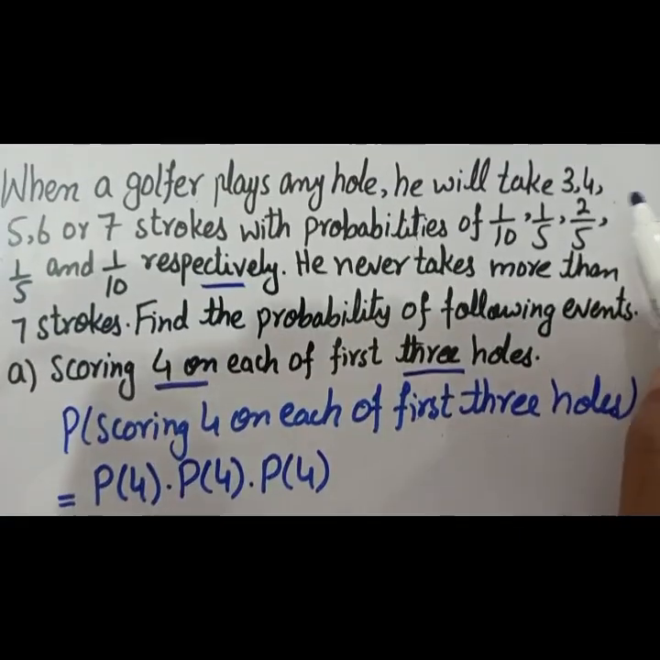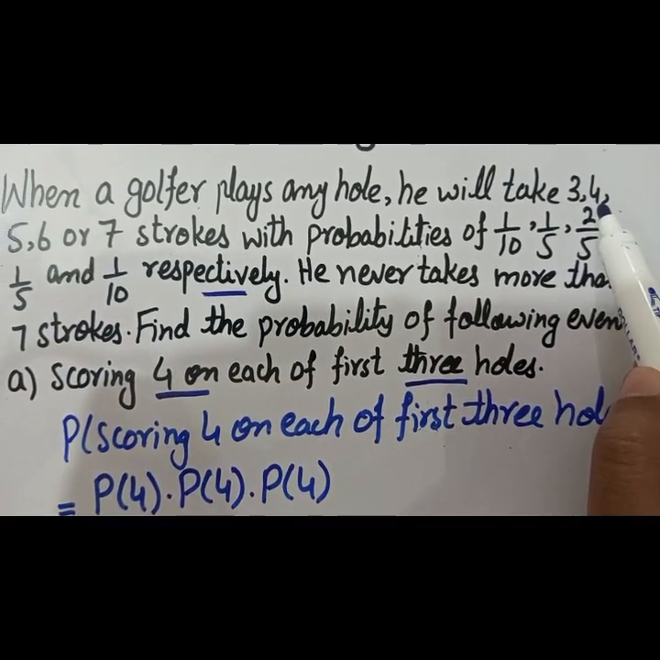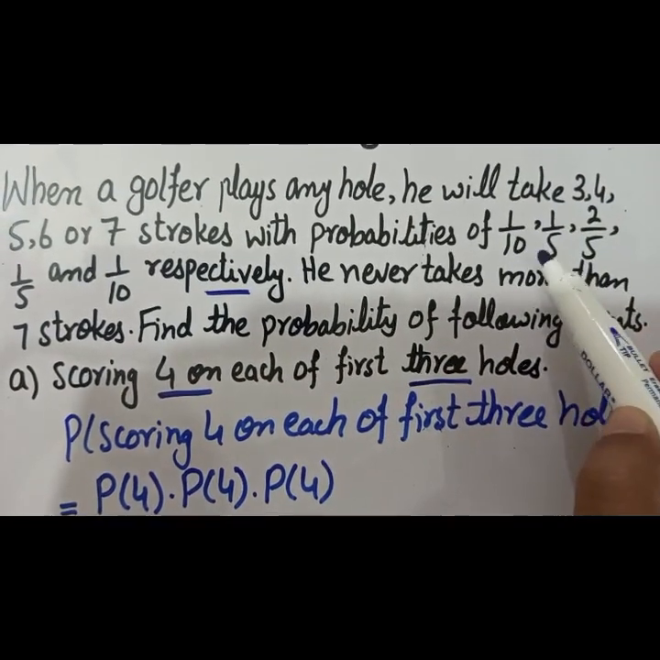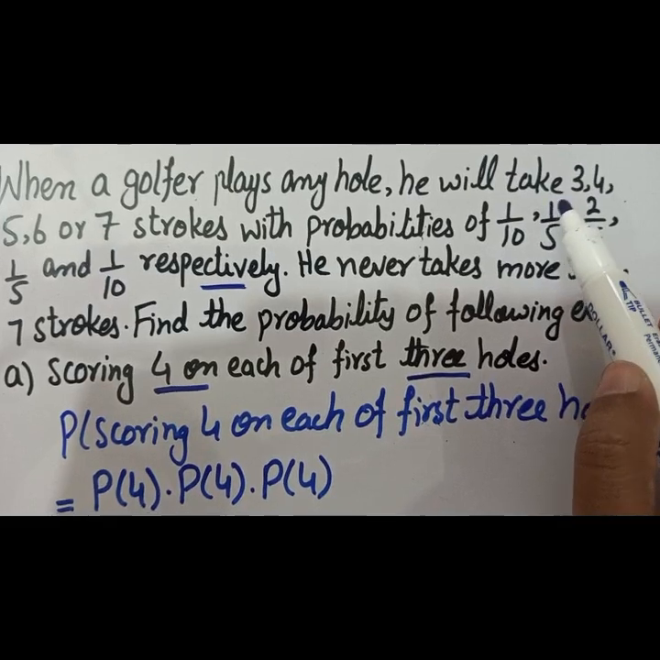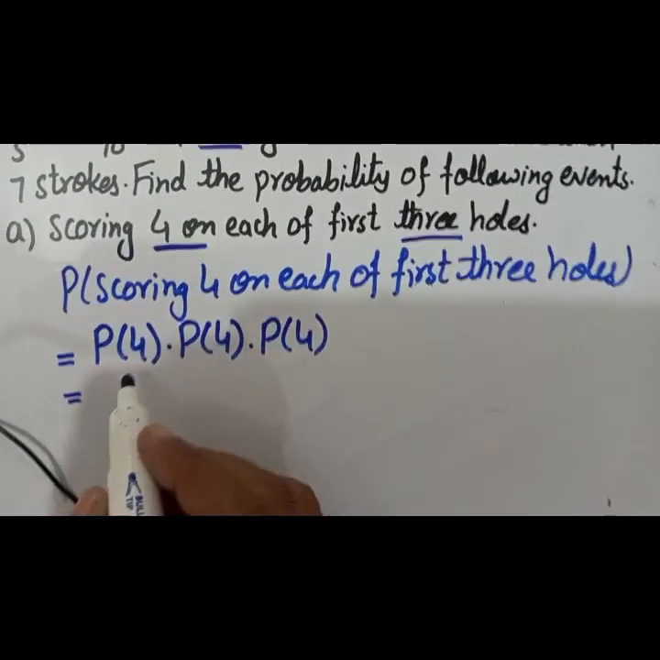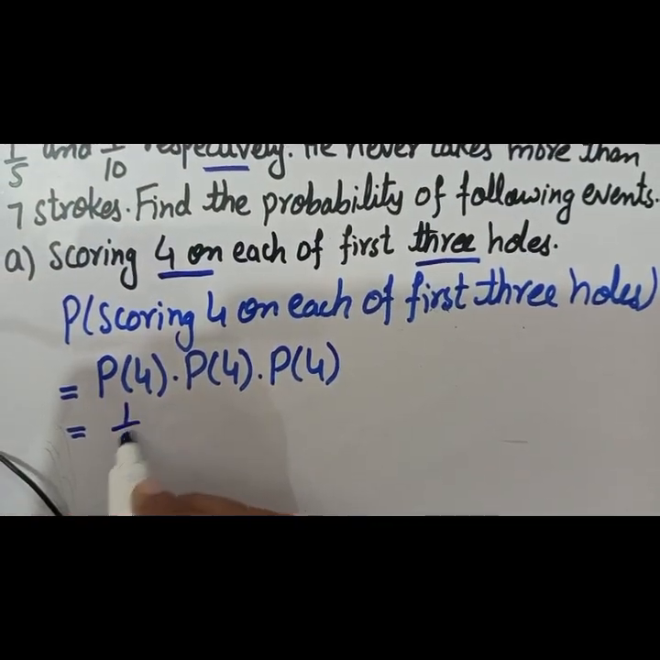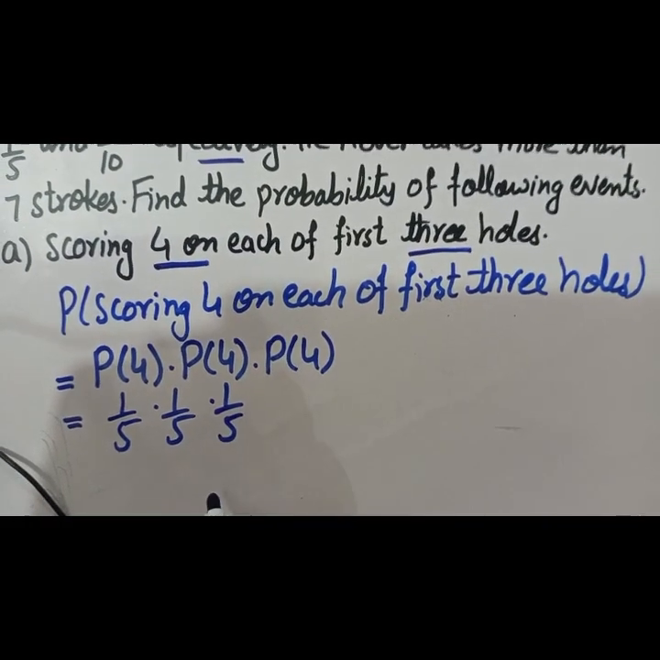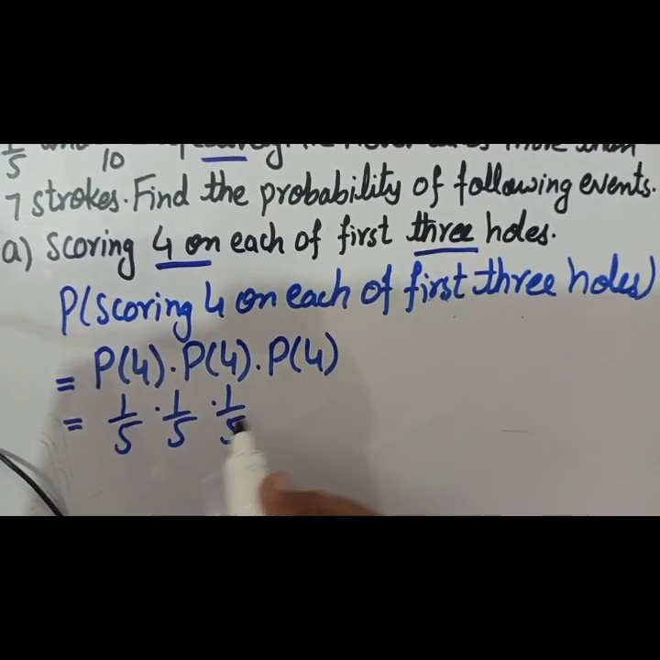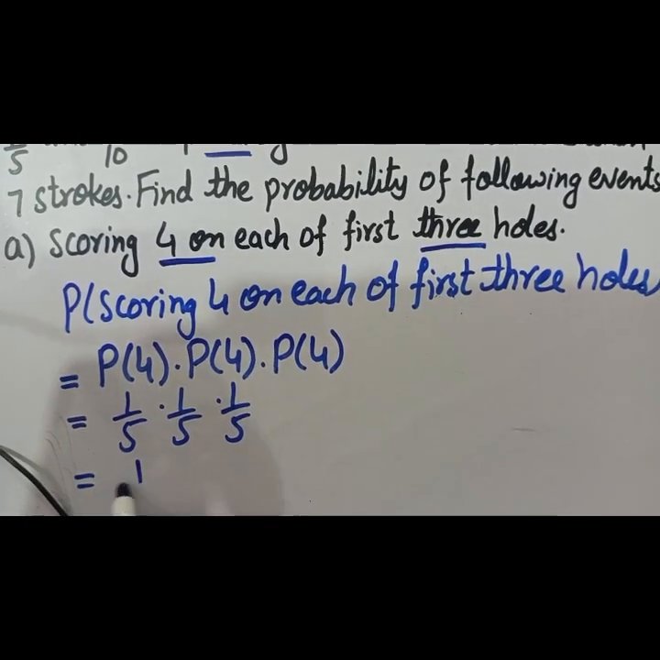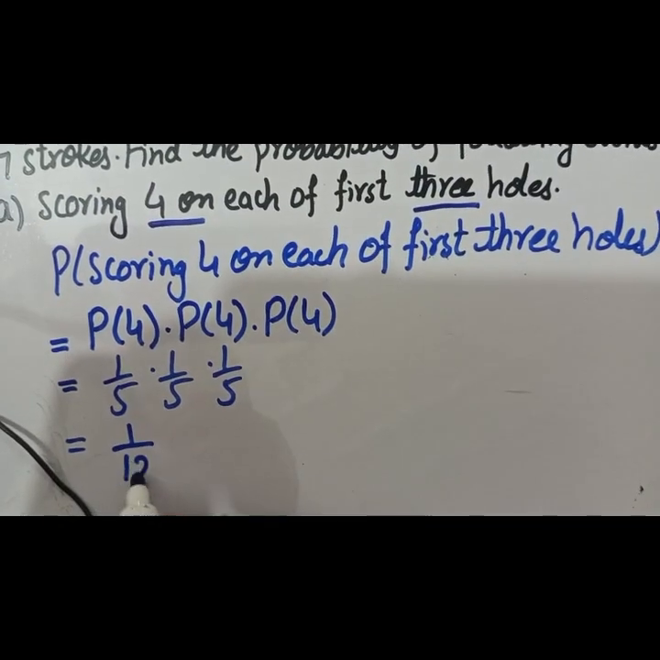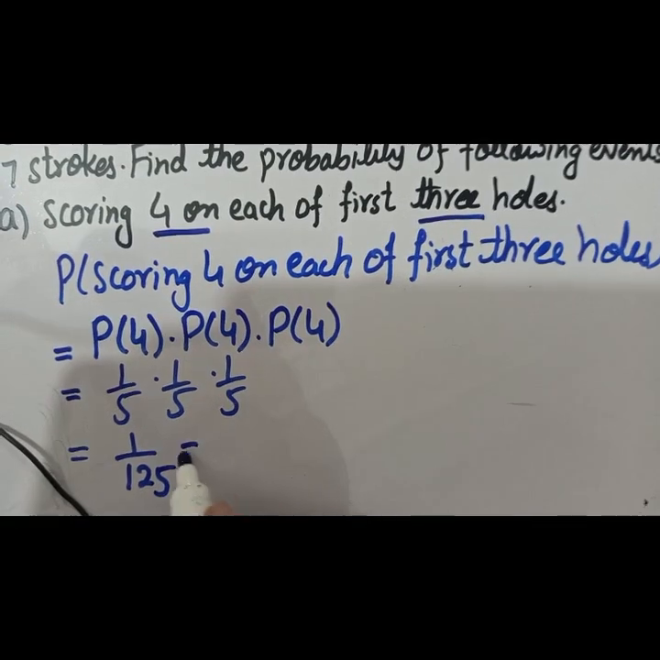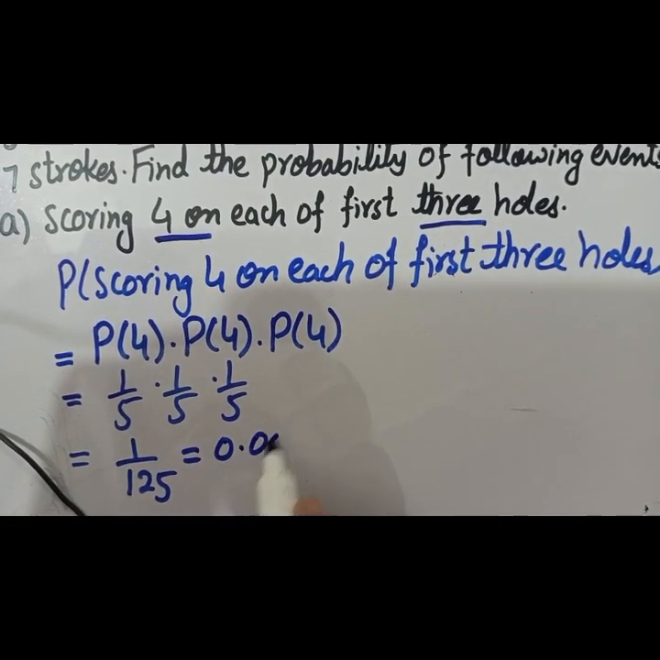So we have to use the probability of 4 three times. What is the probability of 4 here? The 4 is at the second place, so you have to take the probability which is present at the second place. That is 1 by 5. So place over here 1 by 5 dot 1 by 5 dot 1 by 5. So what you are getting over here is 1 by 125, that is basically equal to 0.008.